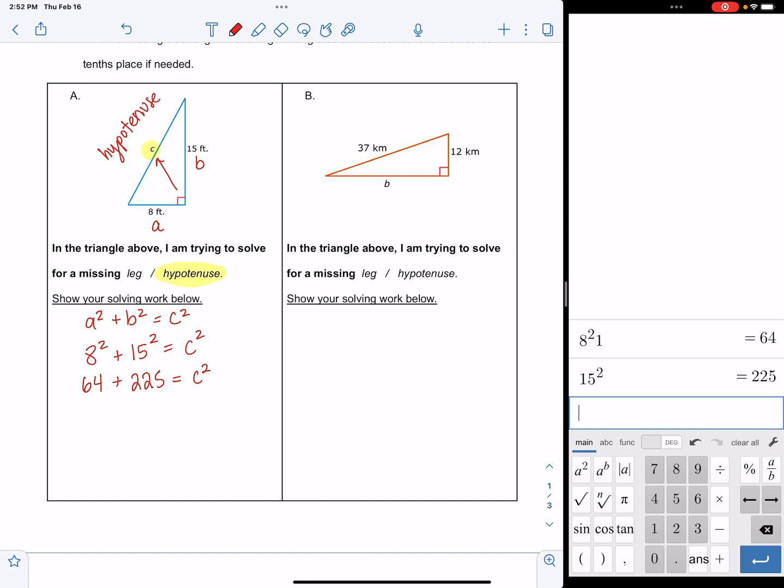Now, what we're trying to solve for is isolated. It's on its own side of the equal sign. So, with the left side telling me to add these values together, that's exactly what I'm going to do. 64 plus 225 is 289.